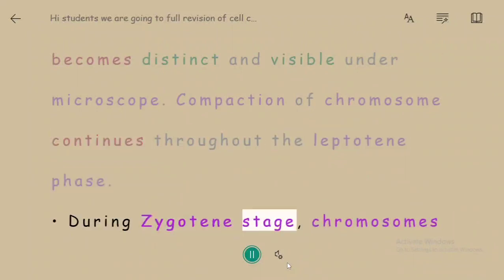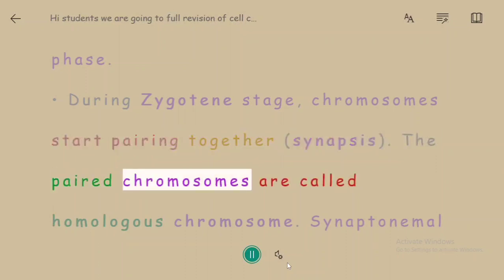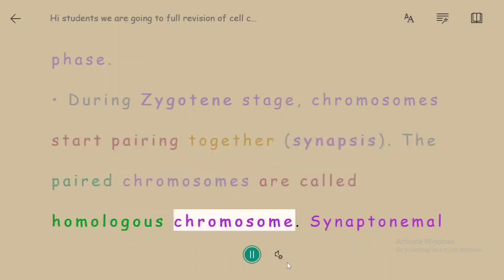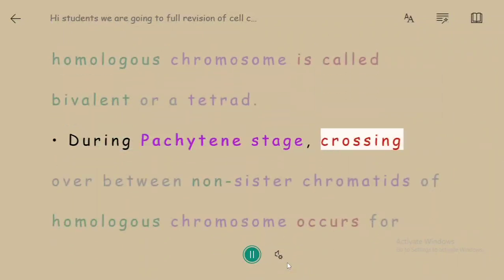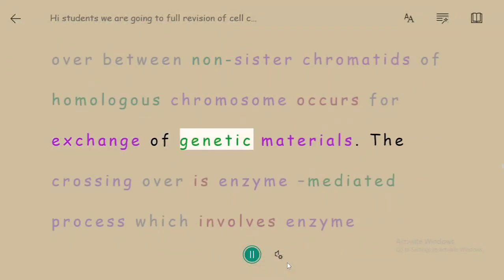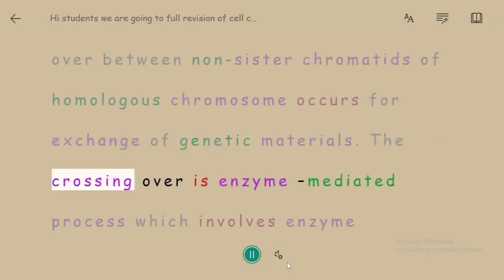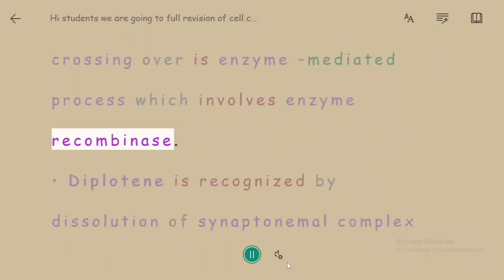During zygotene stage, chromosomes start pairing together, called synapsis. The paired chromosomes are called homologous chromosomes. The synaptonemal complex formed by a pair of homologous chromosomes is called a bivalent, or a tetrad. During pachytene stage, crossing over between non-sister chromatids of homologous chromosomes occurs for exchange of genetic material. Crossing over is an enzyme-mediated process which involves the enzyme recombinase.